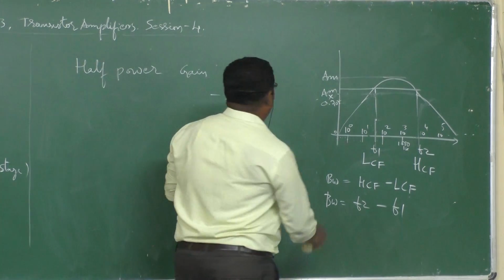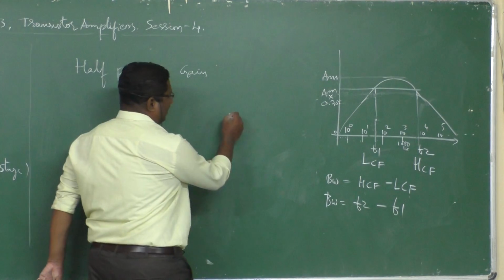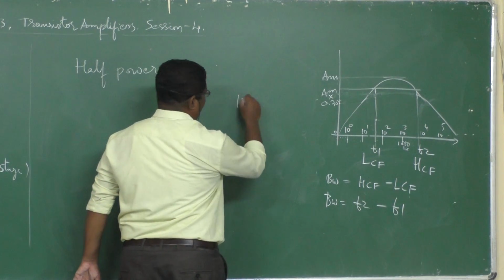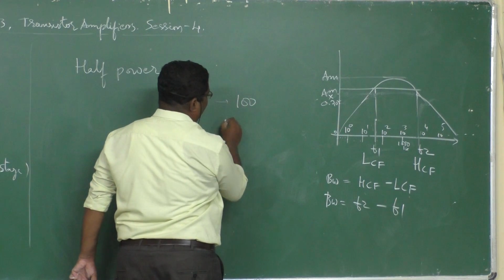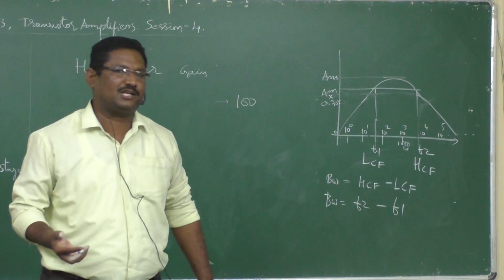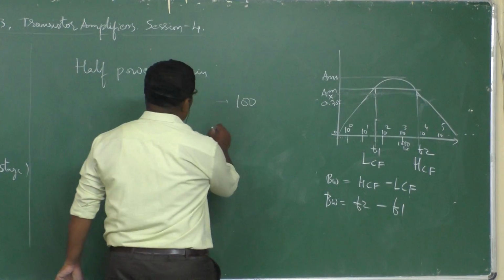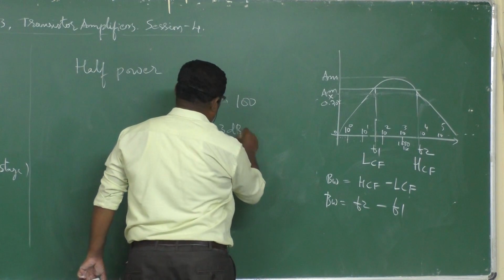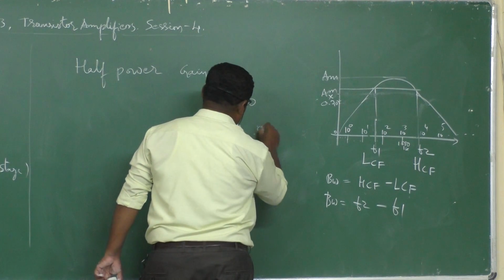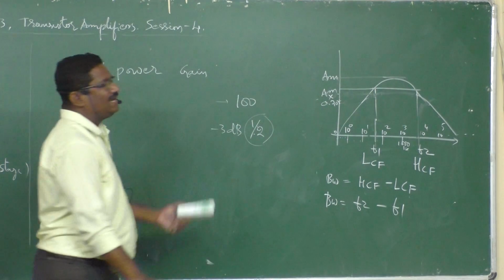For example, this is nothing but a logarithmic factor. If you increase the gain by 100 times, humans cannot respond. Human ears can't respond to that. So when it is reduced to minus 3 decibels, then we are able to respond to that, and this is known as reducing to half. So it is reduced to half. That's why it is called half power gain in amplifier.